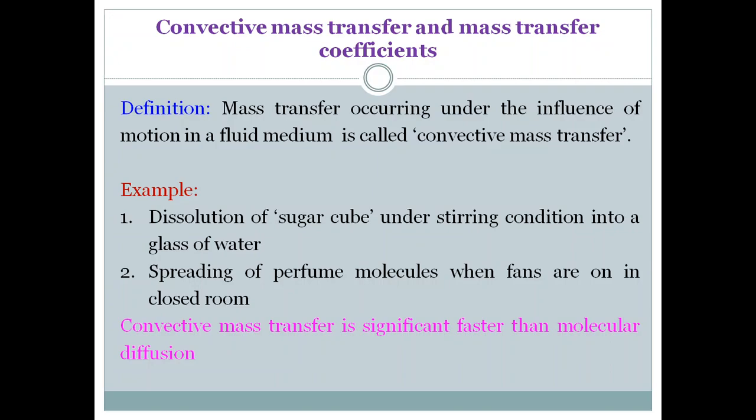And again, if you do the same experiment, if you take a glass of water, put one sugar cube and start stirring with a spoon, then what will happen? Because of fluid motion, the sugar will dissolve very fast into the water, and it will take only 1 minute. So here we are taking 30 minutes in a stagnant media, and here it will take less than 1 minute. So this mass transfer phenomenon is very fast.